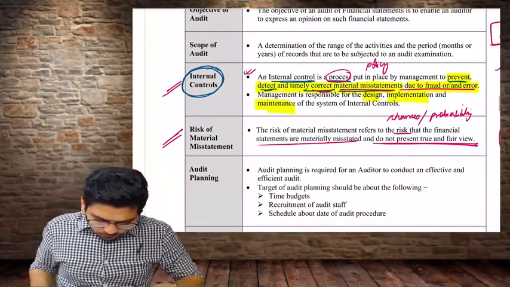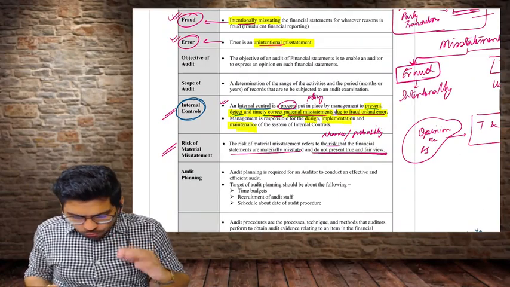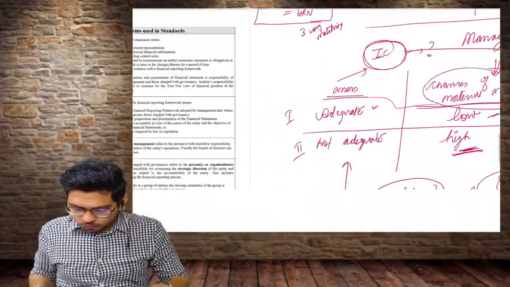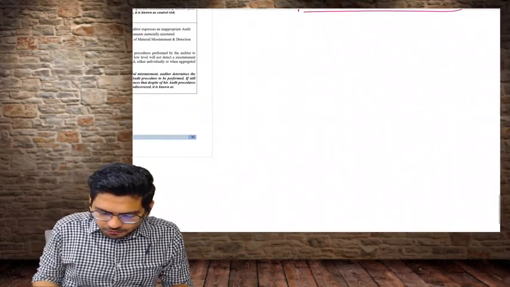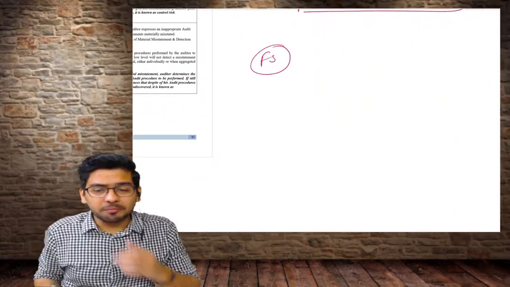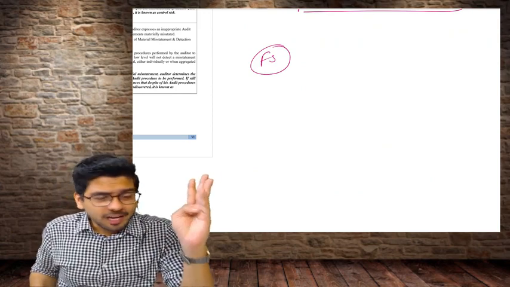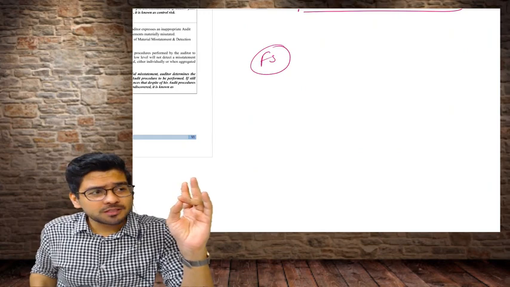Okay, so now for today's session, let me just summarize a few things. We started with something called financial statements. Financial statements consist of balance sheet, P&L, cash flow statement, statement of changes in equity, and notes to accounts.